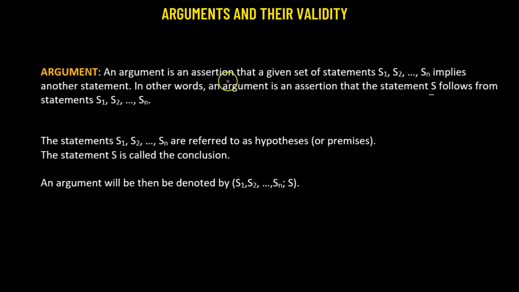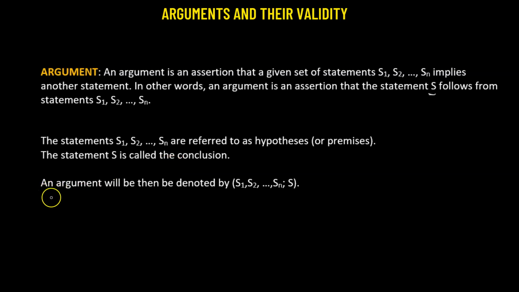An argument is an assertion that a given set of statements, let's say we have n statements, implies another statement. In other words, an argument is an assertion that the statement S follows from the statements S1, S2, all the way up to Sn. That means we have n statements. These n statements are referred to as the hypothesis, also known as premises, and the statement S is called the conclusion.